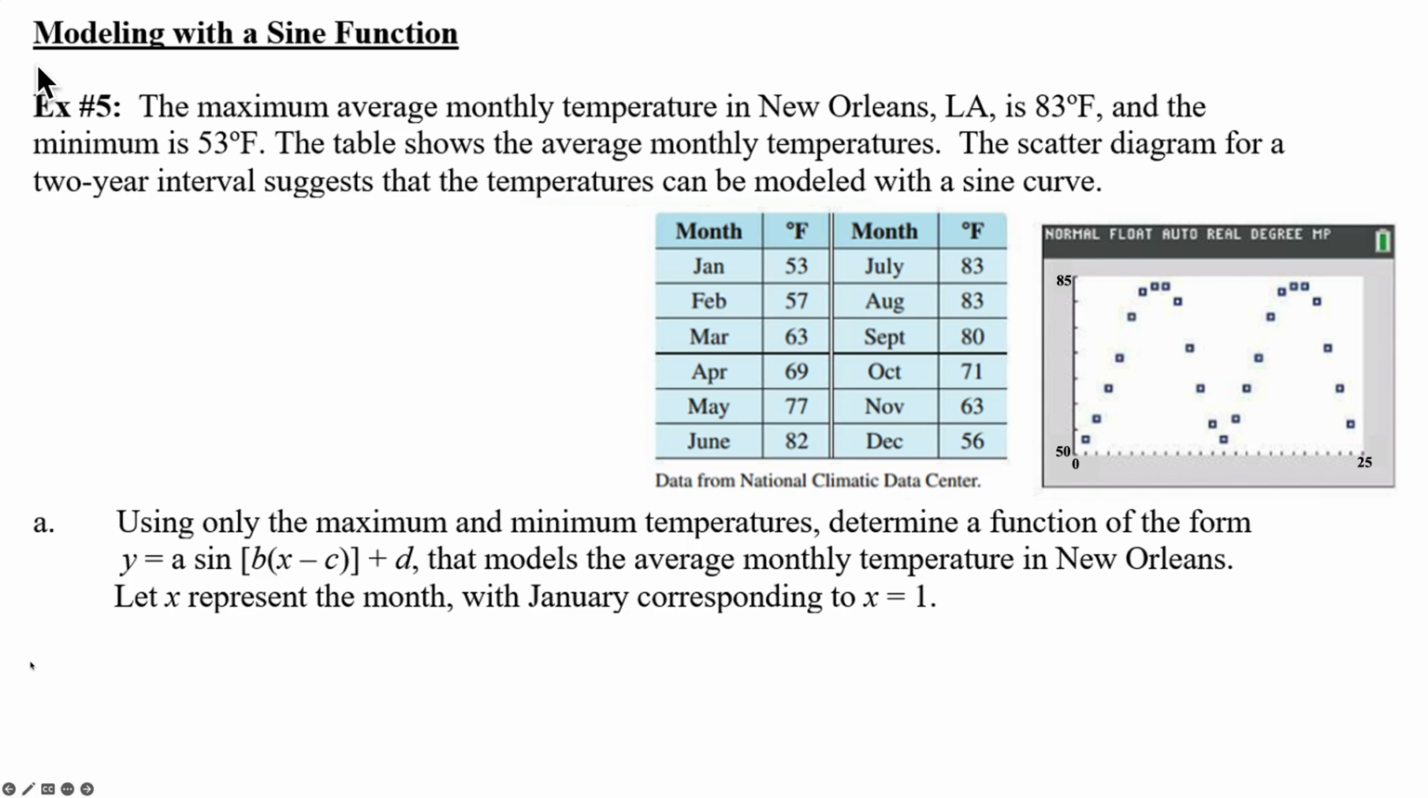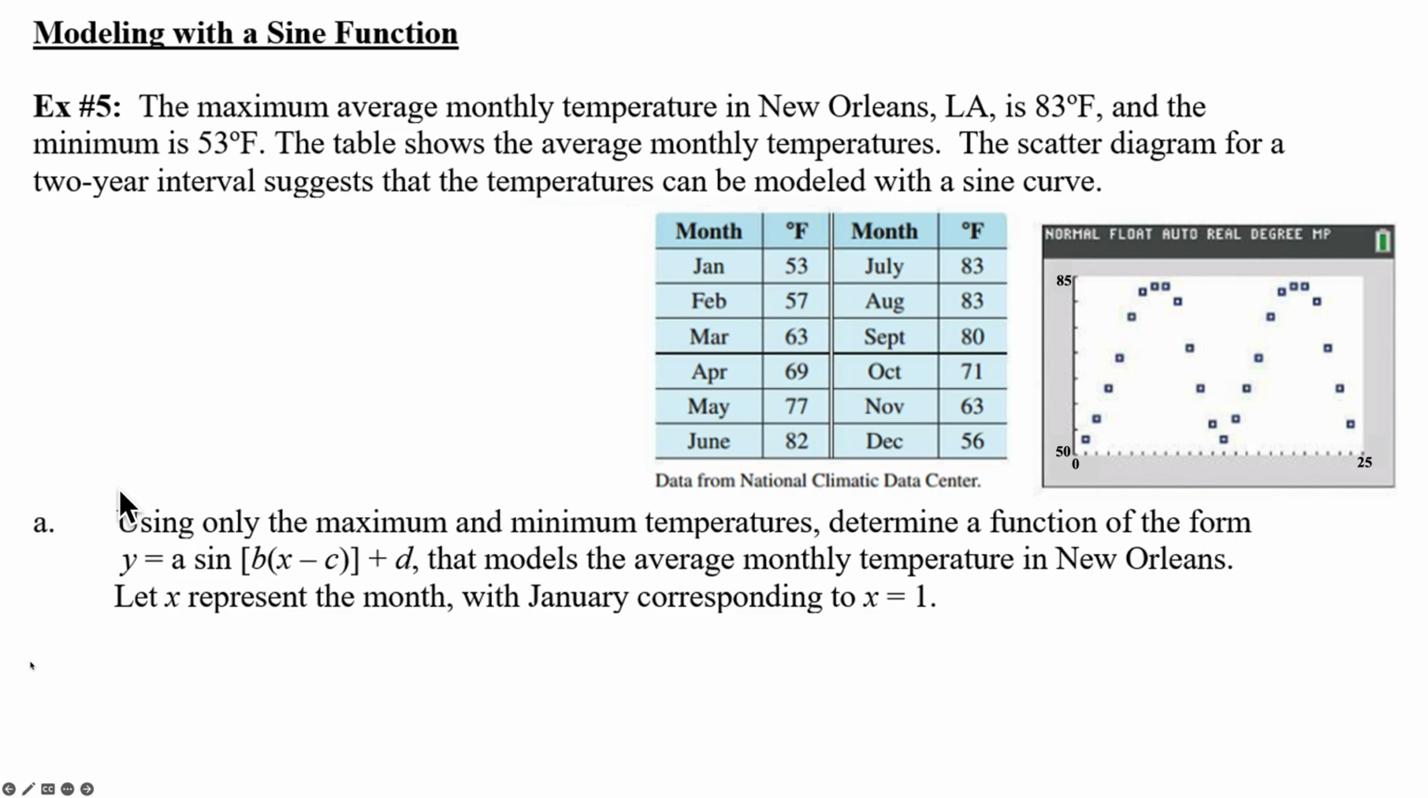All right, looking at example number 5, we're going to do some modeling of sine curves with some data here. So here we have the maximum monthly average temperature, 83 degrees in New Orleans, and the monthly min, 53. We have the entire table for the year, and a scatter diagram which has a 2-year interval. So they use this data twice. 1, 2, 3, 4, 5, 6, 7, 8, 9, 10, 11, 12, then 1, 2, 3, 4, 5, 6. They just put it in again.